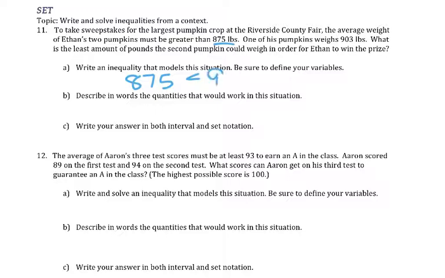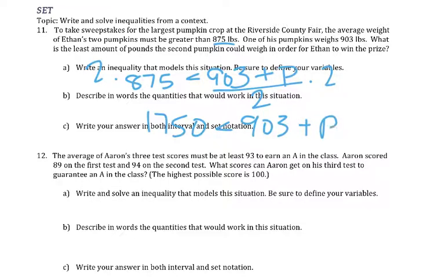One of them, we know, already is 903 pounds, plus whatever the weight of the other pumpkin is. Okay? But since we're looking for the average, an average we would divide that by 2, right? So there's our inequality. So we times both sides by 2. Okay? So 875 times 2 is 1750. Is less than 903 plus p. Subtract 903 from both sides. And we get 847 is less than p.